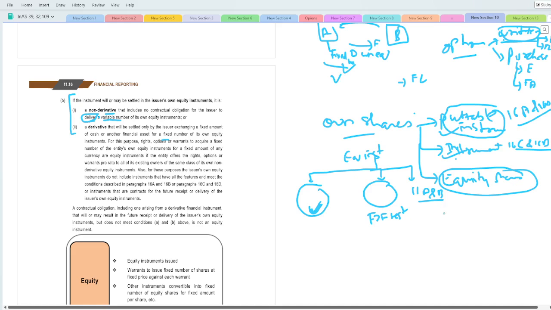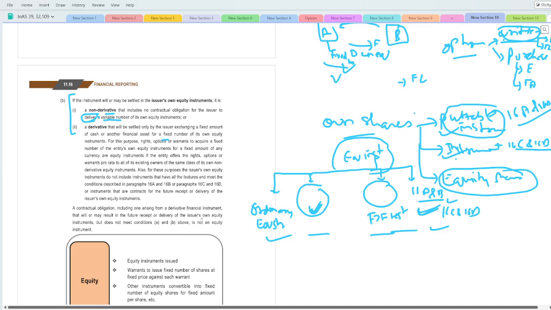16B, that is a puttable instrument, and the instruments whose rights get activated only in the liquidation, so 16C and 16D. And plus our plain, that is the ordinary equity shares, that will be your equity instrument. So these are the four types of equity instruments. Now the contractual obligation, including the one arising from the derivative financial instrument that will or may result in the future receipt or the delivery of the issuer's own equity instrument, but does not meet condition A and B, is not an equity instrument.